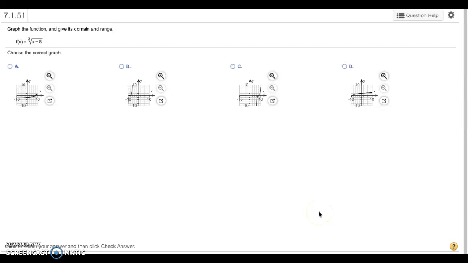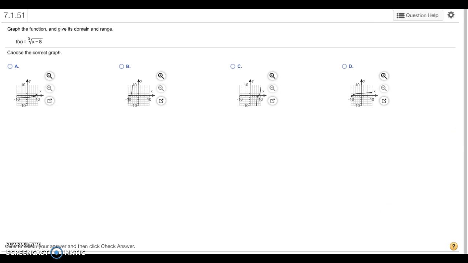Hello again, Abigail. This is the video I prepared for your second question, which is 7.151, and this pertains to also a graphing problem. And your specific question was that you were a little bit confused about graphing cubic roots. They are very similar to square roots, the problem that you had a question about previously.